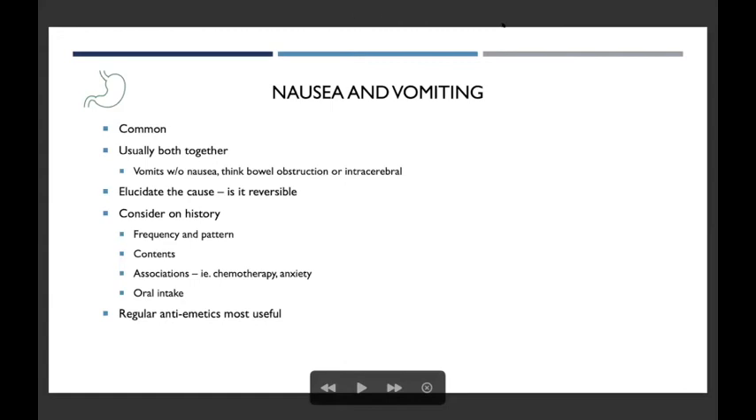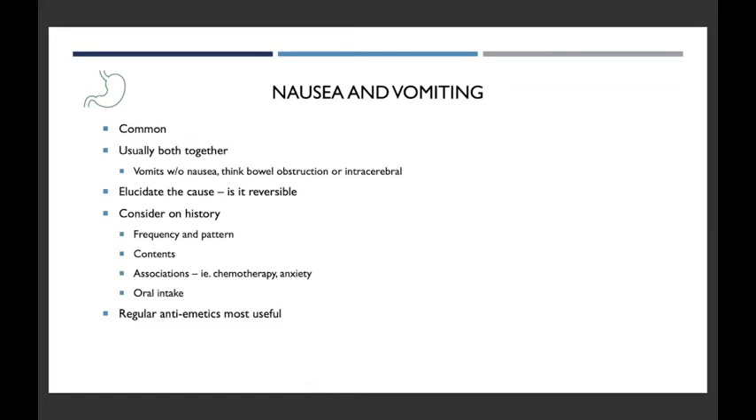So nausea and vomiting: know that it's common, know that it happens, know that they normally both happen together. In the context of the palliative care patient, if they're vomiting without nausea, think more bowel obstruction or an intracerebral cause. Bowel obstruction, because it's getting right down and then it's coming straight back up. They haven't really had the time to get nauseous yet, whereas usually it co-occurs.